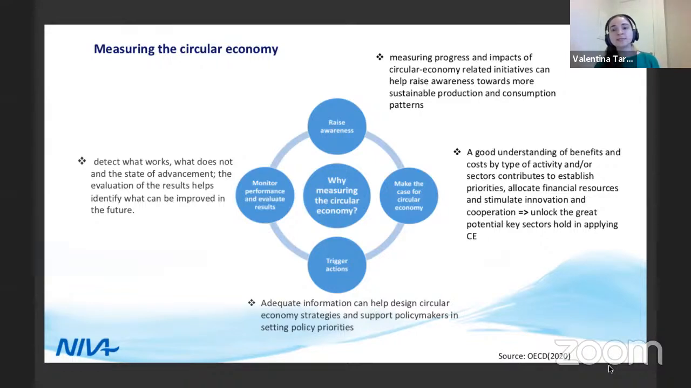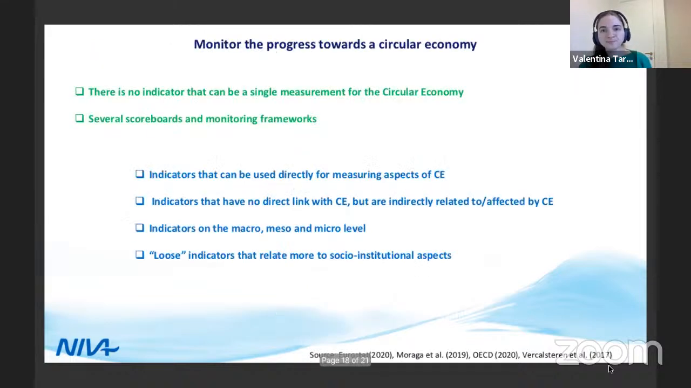Last but not least, measuring circular economy helps us detect what works, what doesn't, and what is the state of advancement, as well as allows us to evaluate the results that can help us identify what can be improved in the future. Next slide, please.